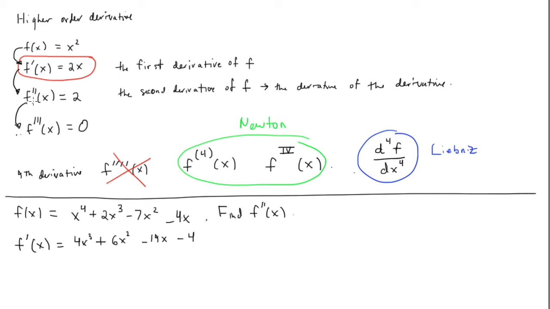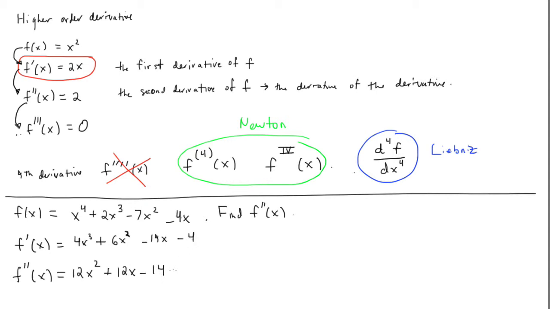So just like before, the second derivative is the derivative of the derivative. So we'll just do this process again. So I've got f prime. We'll take the derivative of this line to get this line. So the derivative of 4x cubed is 12x squared. The derivative of 6x squared, that's a 2 right there by the way, is 12x. The derivative of minus 14x is minus 14.